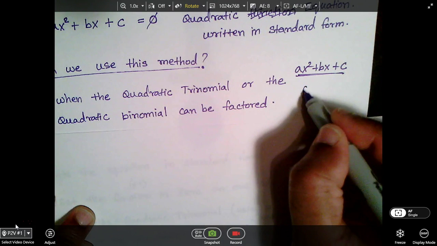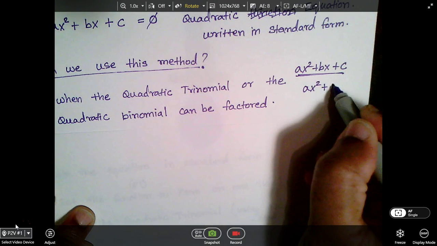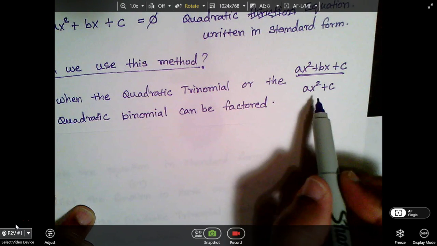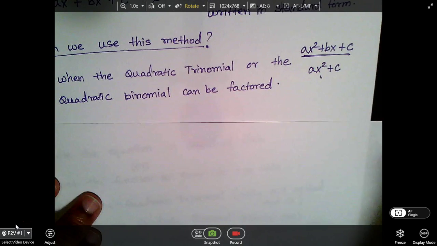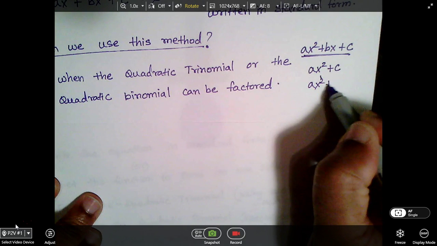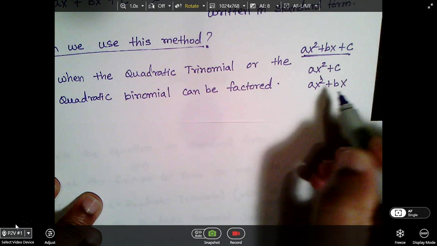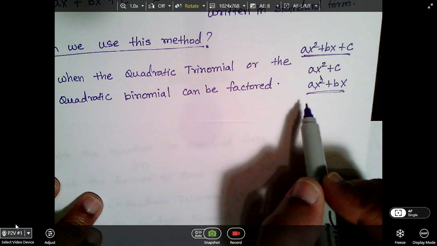Or I don't have the bx term, all I have is ax squared plus c. That should be factorable also. Or the equation might have ax squared plus bx, so that should be factorable. So only then I can use the factoring method.